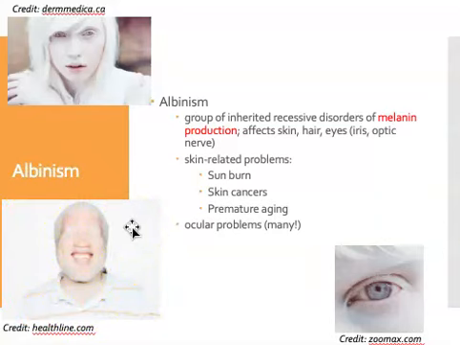The skin-related problems of albinism are related to this function that melanin provides for us, which is protection against the damaging effects of ultraviolet radiation. So people with albinism suffer with sunburn more frequently, they suffer from skin cancers more frequently, and from premature aging. And as I said, they also experience a long list of ocular problems.